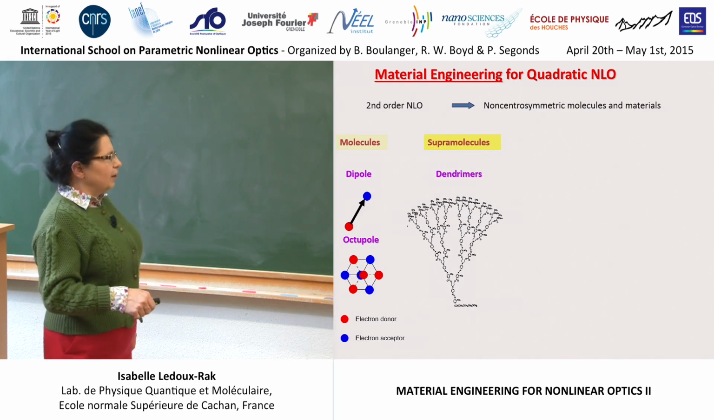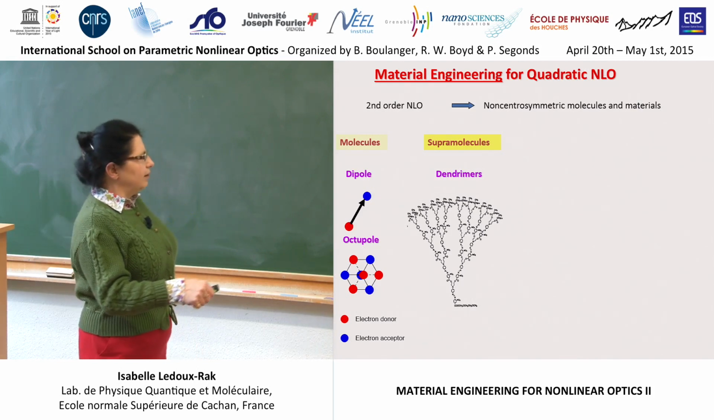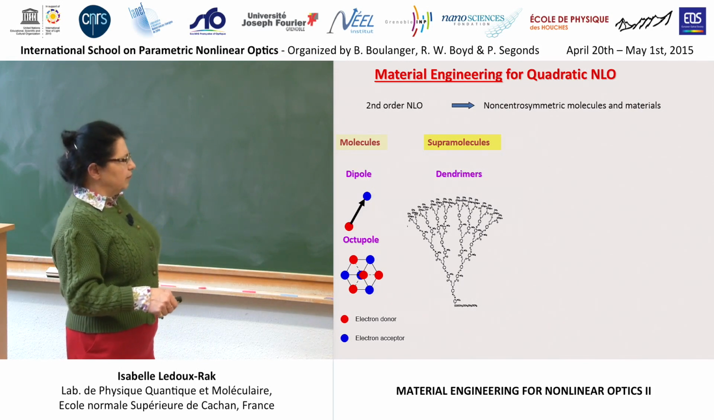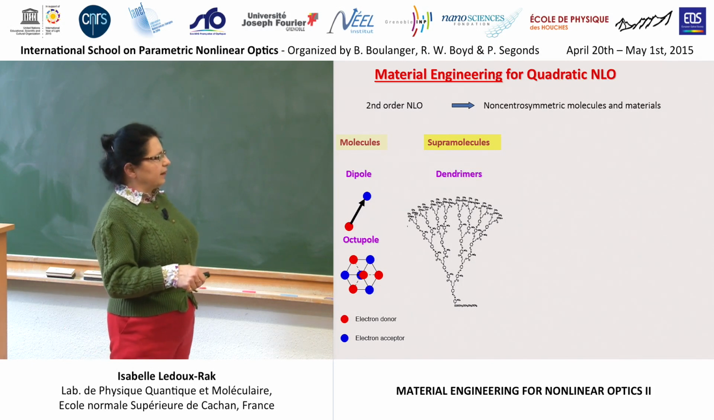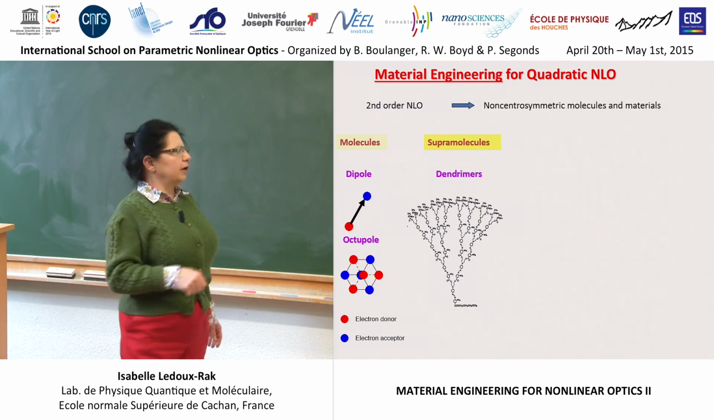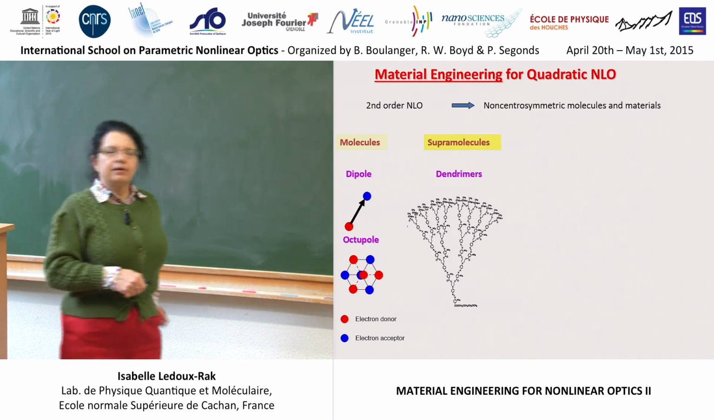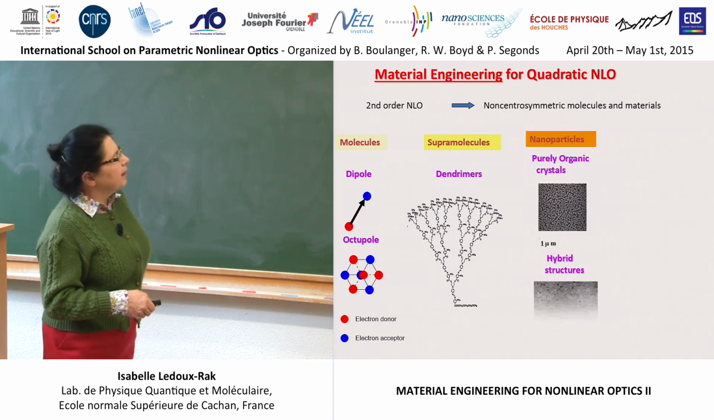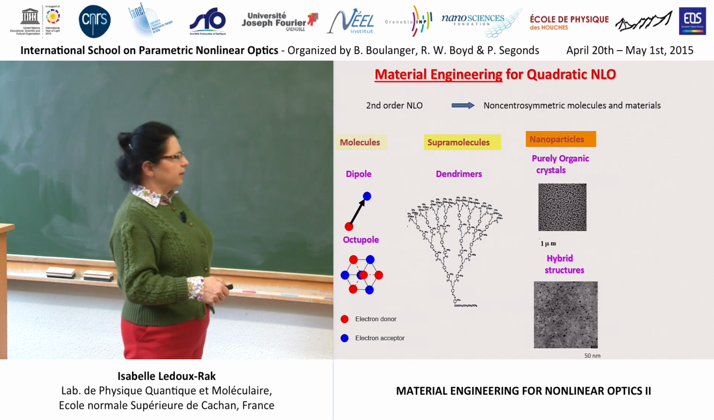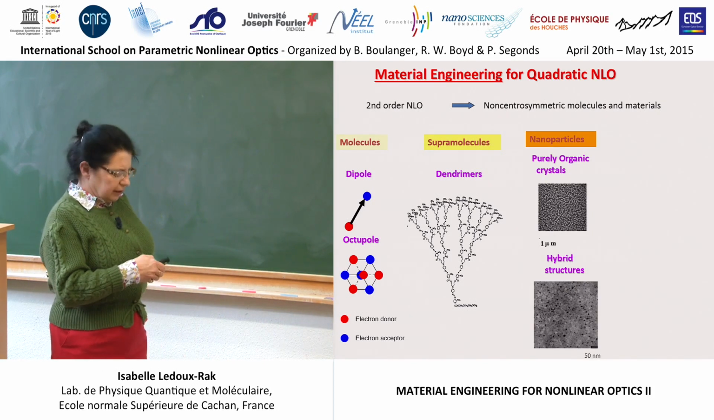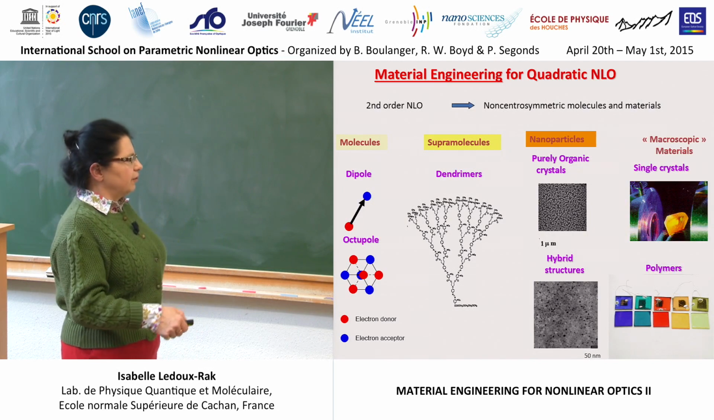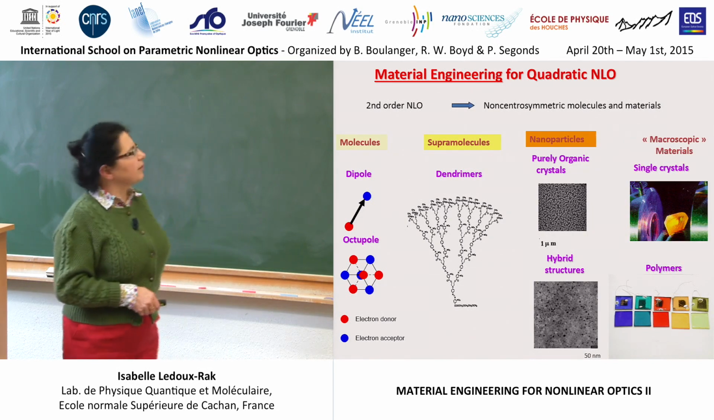Dendrimers are kind of polymers, but with very well-defined molecular mass because it's built up from multifunctional molecules, and on each function you can attach one more molecule and so on. So it's kind of like a flower or like a tree, hence the name dendrimer, which means tree. Nanoparticles, we give a few examples about organic crystals and hybrid structure, and macroscopic will be single crystals and organization in polymers.